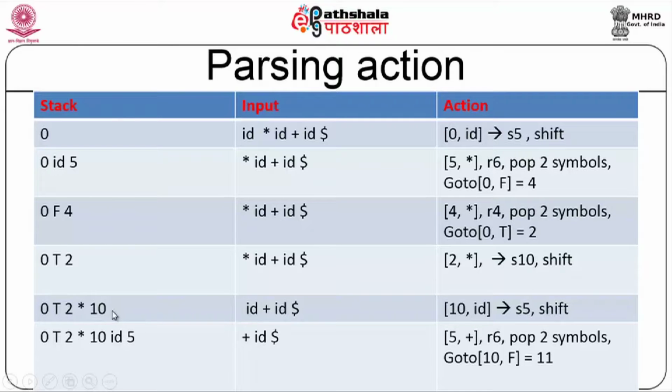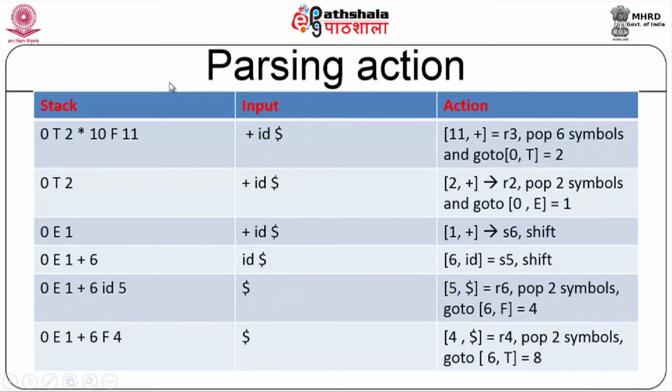10 comma ID, again it is S5. So push ID and 5 onto the stack. Now 5 comma plus will be again reduced by the 6th production, which is F produces ID. So pop 2 symbols from the stack and do go to of 10 comma F, which is 11. So I have done till this step, 10 comma F, which is 11. So this is the input situation now.